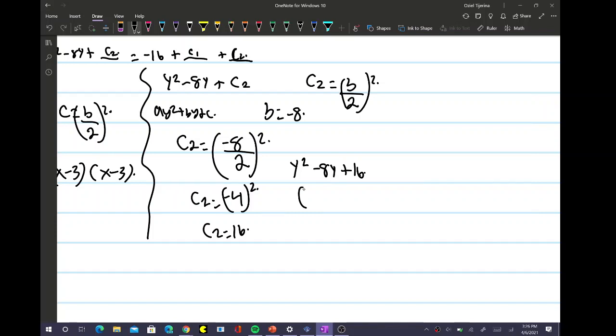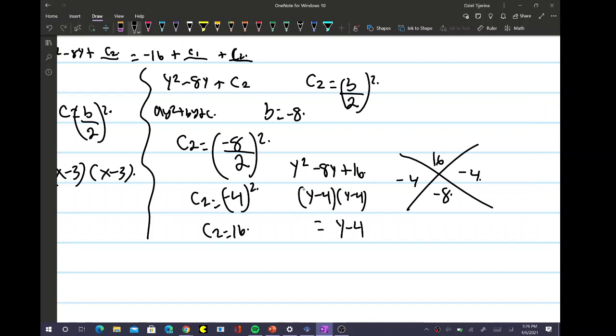So then that'll be equal to, and if we factor, this is 16. 1 times 16 is 16. Our middle term is negative 8. Two numbers that multiply to 16 and add to negative 8 are negative 4 and negative 4. So then we have that this is equal to y minus 4 times y minus 4, and this equals y minus 4 quantity squared.